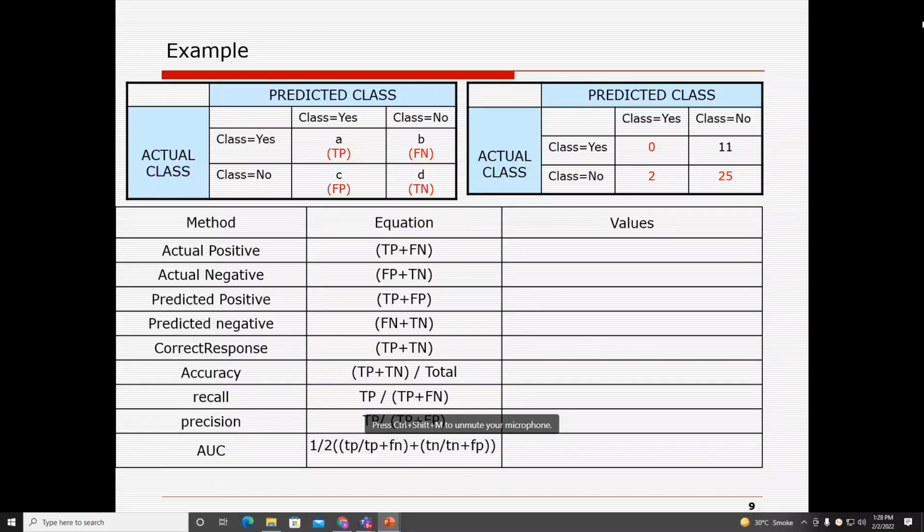Then recall: 0 upon anything is 0. Right? Precision is also 0 because 0 upon anything is 0. And area under curve is 1/2 of 0 plus TN upon TN plus FP. That is 2 plus 25, so 25 upon 27. And 1/2 of that is 0.4629.